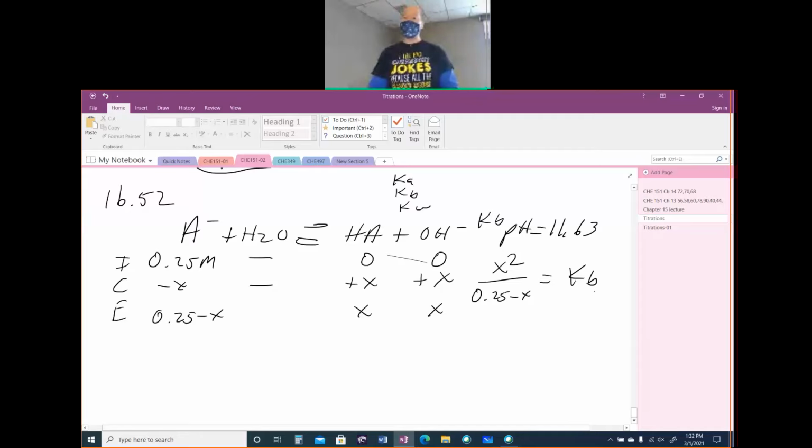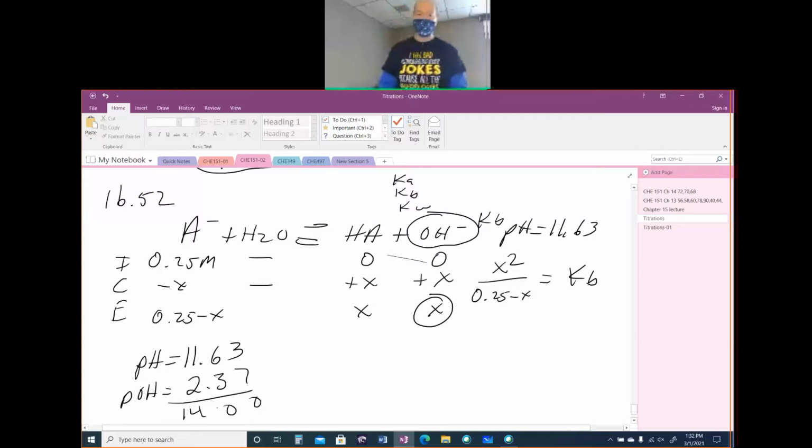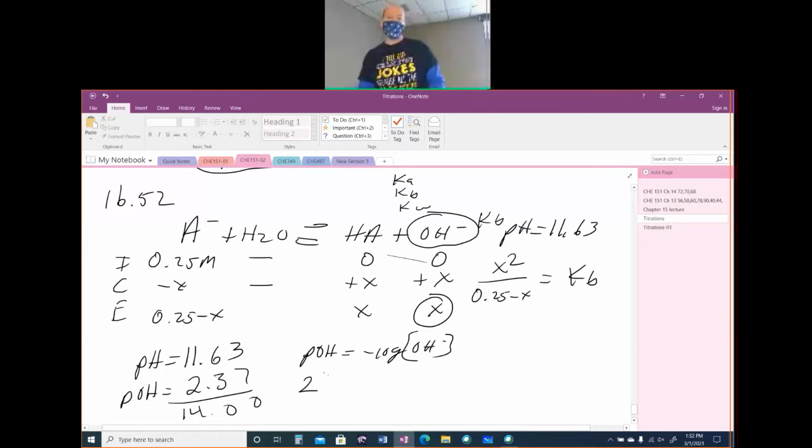All right, so the question is, what is Kb? Well, we now know we have to find X. And X, we see, is not H plus anymore. X in a Kb is OH minus. So if your pH is equal to 11.63, then you know that your pOH is equal to 2.37. Because when you add those up, you always get 14. All right, and so you also know that the pOH is equal to the negative log of your OH minus concentration. And so you have your pOH now, 2.37.